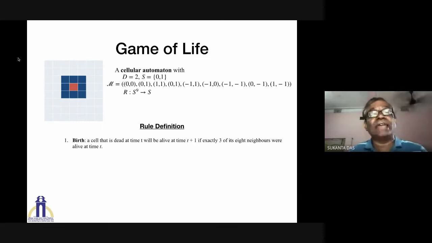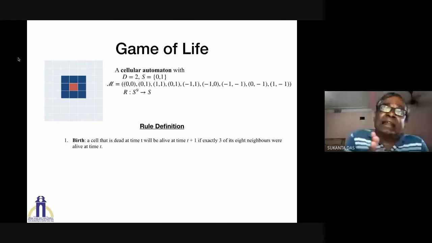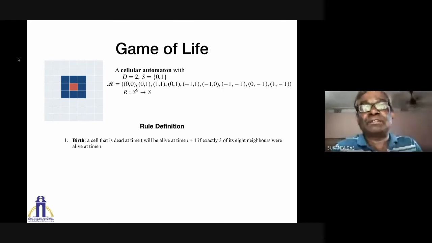I am using two values. Dead means 0 and alive means 1, so two states, named dead and alive. A cell with state 0 denotes the cell is dead, a cell with state 1 means it is alive. In my rule definition, I shall not use 0 and 1, but the terms dead and alive. So a cell is dead at time t, and that cell will be alive at the next time, t plus 1, if exactly 3 of its 8 neighbors were alive at time t.